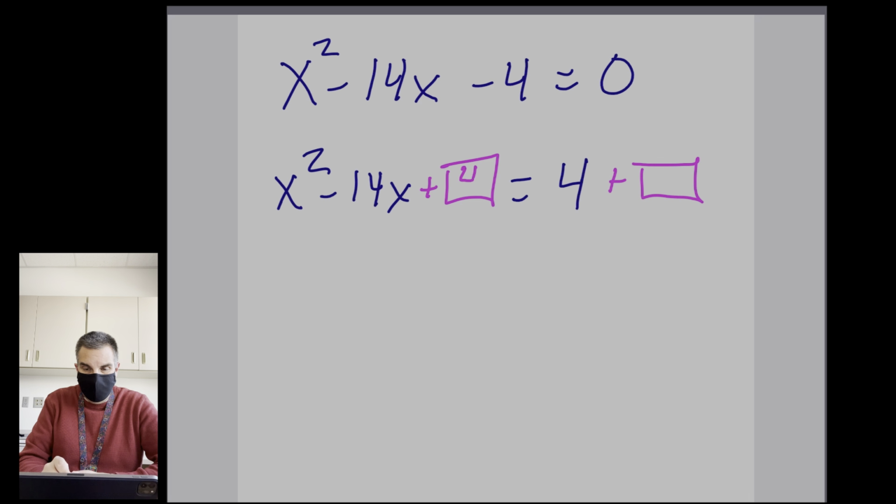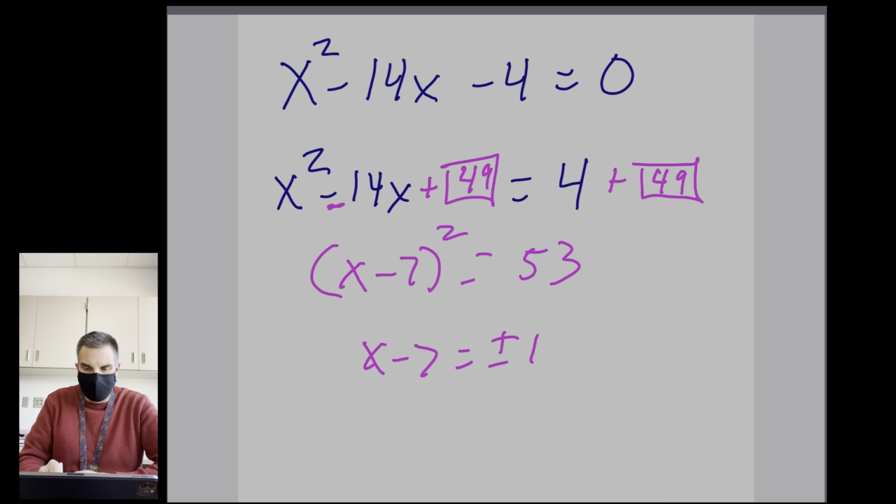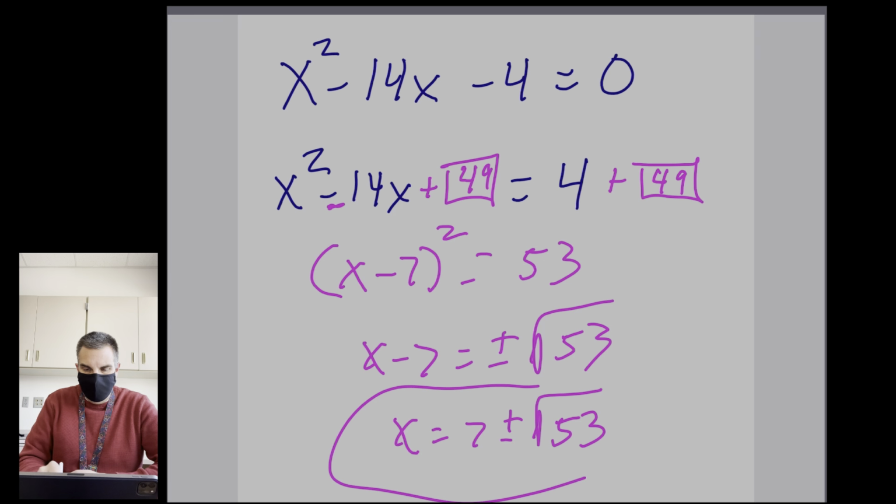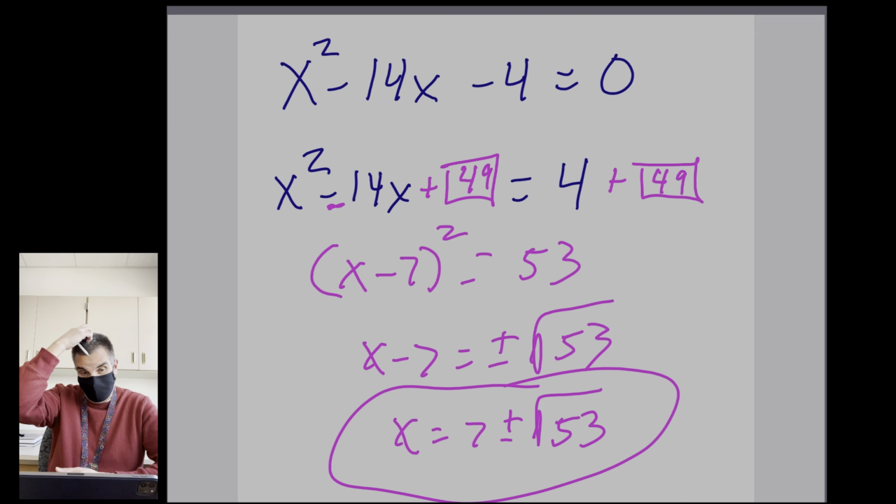7 squared is 49. So we're adding 49 again. Factored, that's x minus half of 14, which is 7, squared equals 53. Take the square roots. X minus 7 equals positive or negative radical 53, which we don't know. Add 7 to both sides, and you leave it in that form.